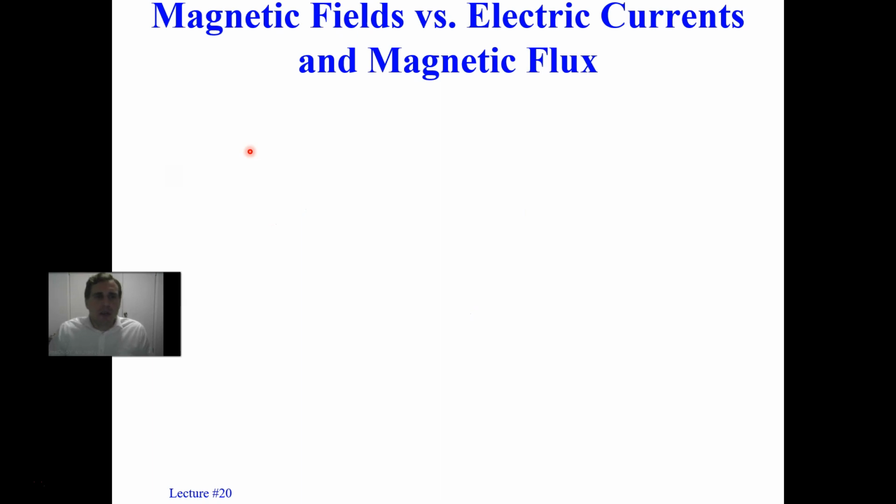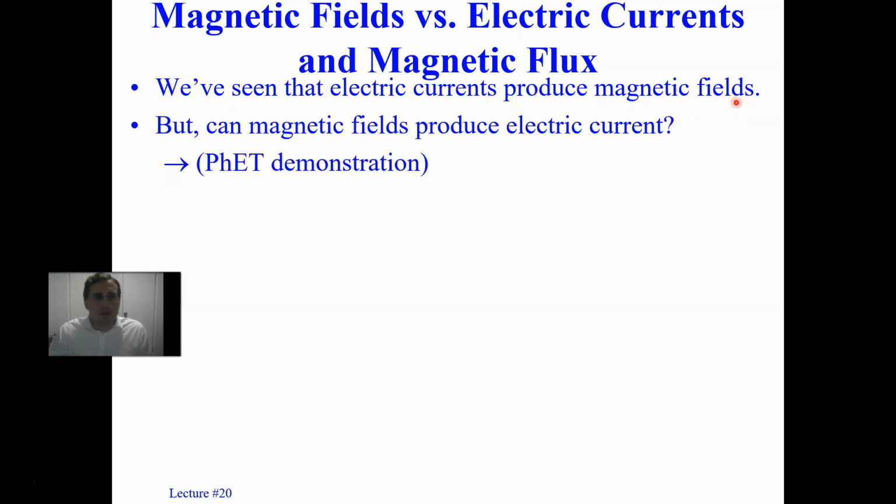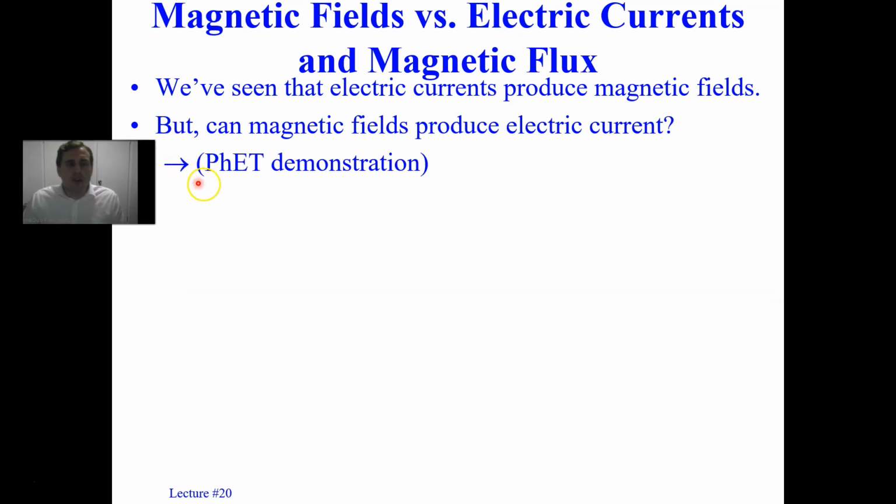So let's get started. Let's talk about magnetic fields versus electric currents and the concept of magnetic flux. So we've seen previously that electric currents produce magnetic fields. But can magnetic fields produce electric current? So if you've seen my earlier intuition video, hopefully you saw that if you have a magnet, say like a bar magnet, and it moves through a conducting loop, it is going to produce an electric current. And that's based on a law that I'll present on the next slide.